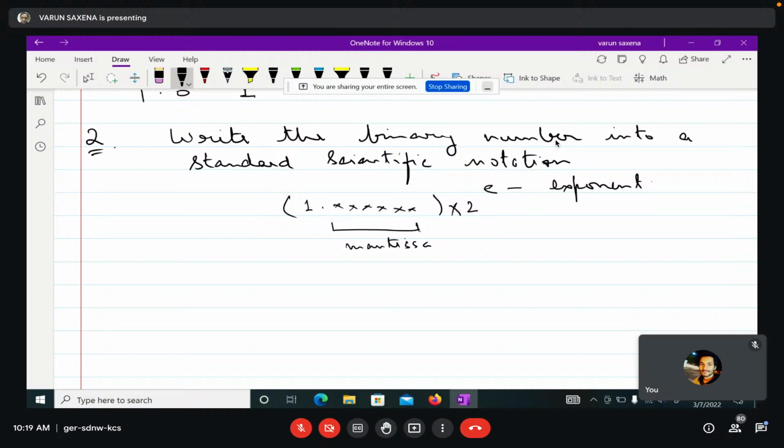Because it is binary, it is 2. If it was decimal, it would have been 10. If it was octal, it would have been 8, whatever. So now the number is 1101.1.